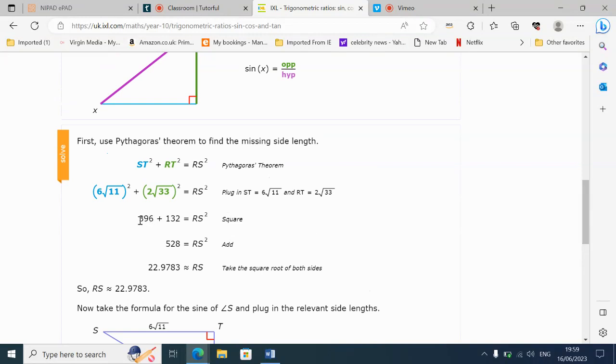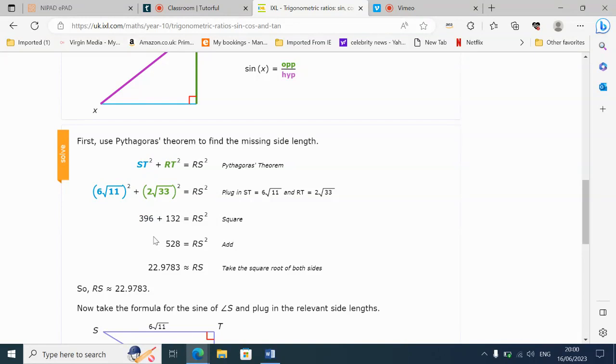Type that into your calculator, and what do you get? For square root 11, I get 3.3166. And multiply that by itself. So I would do 3.3166 times 3.3166. Try it and see what you get. 10.9998.